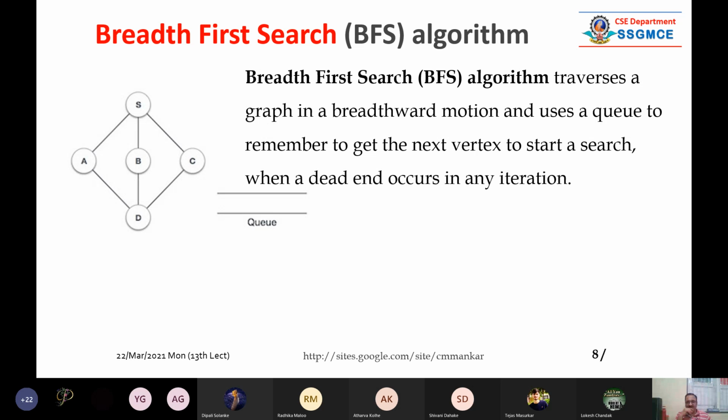So this is a simple graph. It contains only 5 nodes, right? And graph starts with S, A, B, C and D. So theoretically you can take the screenshot of this. BFS algorithm traverses a graph in breadth-first motion. मतलब आप क्या करते हैं, S से start करते हैं, then you visit A, B and C like that.